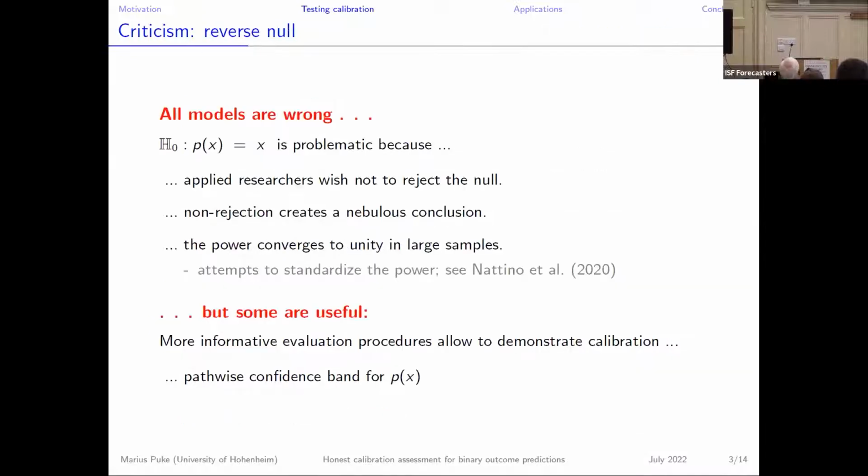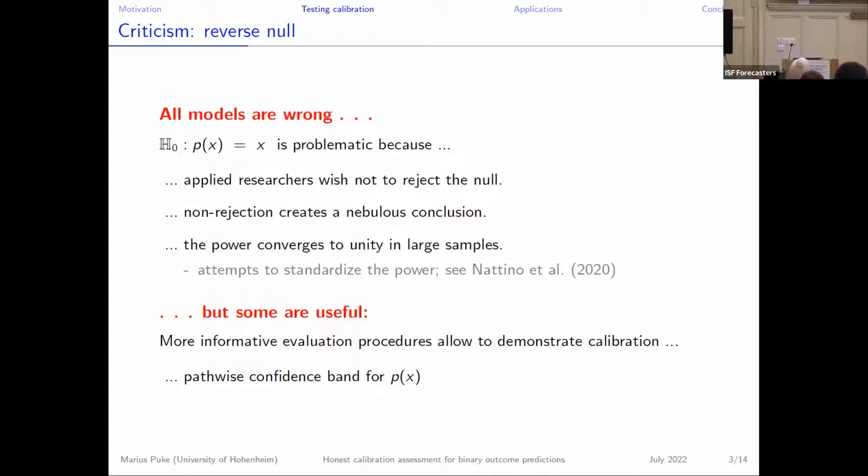I want to stress another downside of this calibration test with respect to this null hypothesis. There's one famous sentence of George Box who claimed that all models are wrong, but some are useful. And if all models are wrong, then we can essentially never be perfectly calibrated. But we test under the null of perfect calibration in such a calibration test. This has some further implications, though. An applied researcher, for example, wishes in that setting not to reject this null from a statistical point of view. This would result in quite a nebulous situation, because we do not really know what is going on where we do not reject the null.